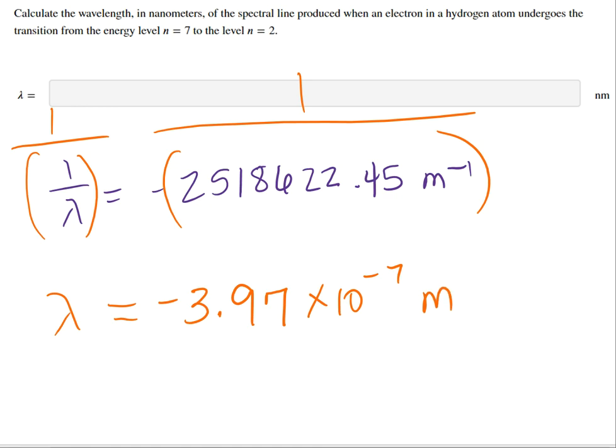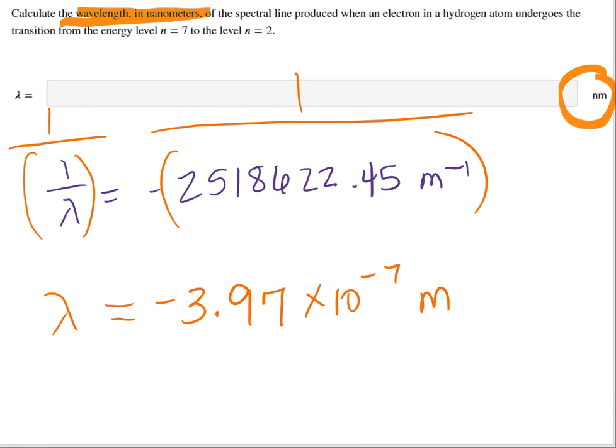Now, if the problem was asking for meters, we would be finished. But we always have to look at what the problem is asking us for and whether it specifies the units. And it does. It asked us for the wavelength in nanometers. So it stated it in the problem, and it showed it on the answer blank. Right now, we have our wavelength in meters. So we have to complete another conversion to convert it to nanometers.